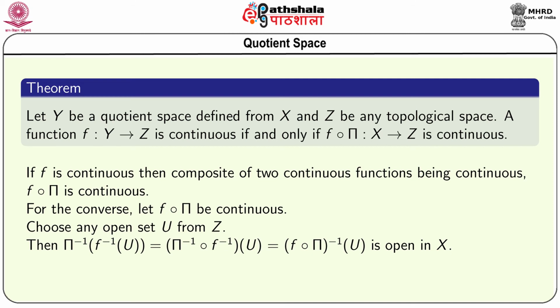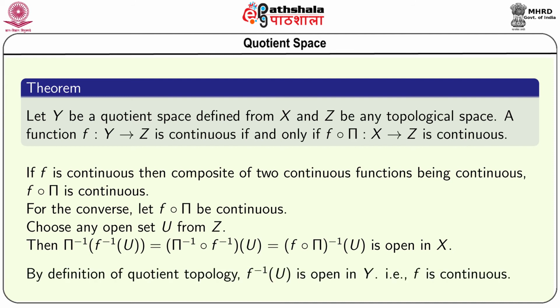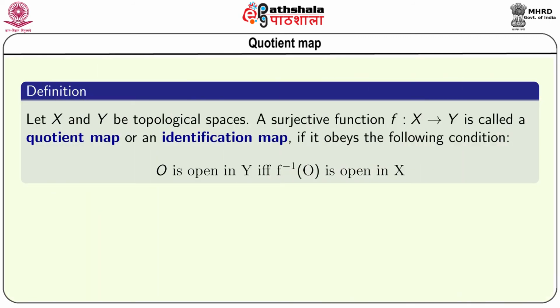Since f composed pi is continuous, (f composed pi) inverse of U is open in X, and therefore pi inverse f inverse U becomes open in X. Now, the definition of quotient topology says that pi can take back only the open sets of Y to open sets of X. Since the pulled back portion is open in X, f inverse U must be open in Y. Therefore, f is continuous.